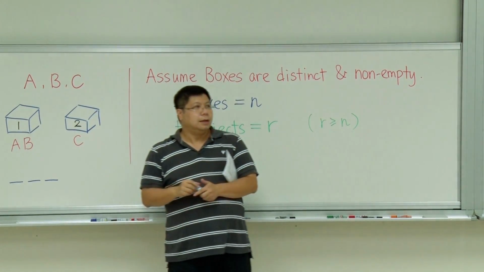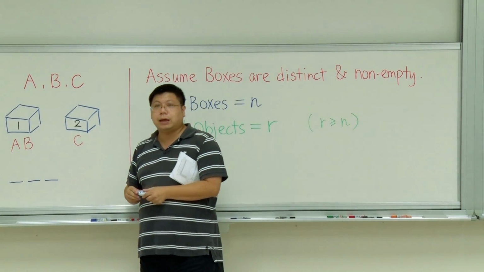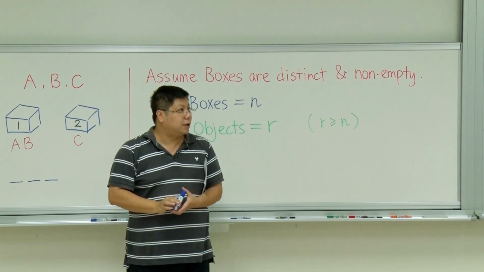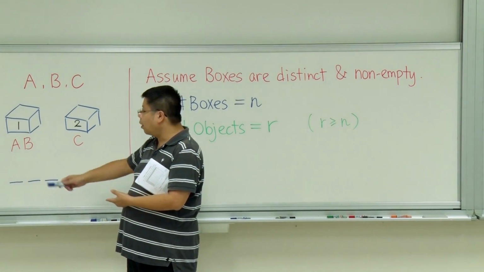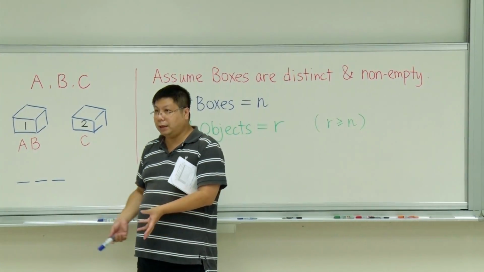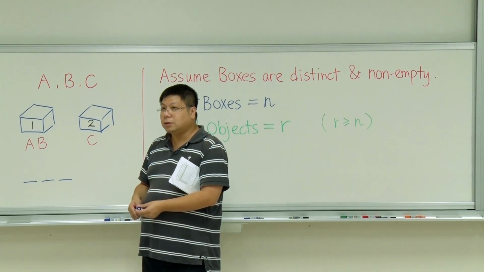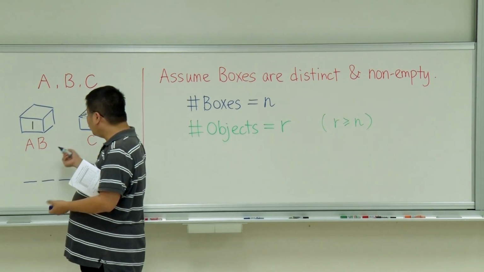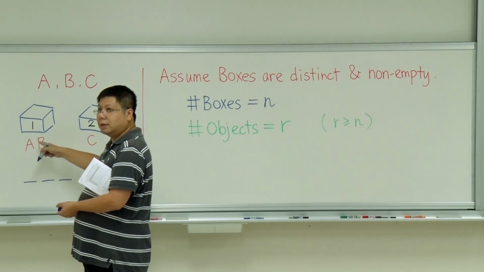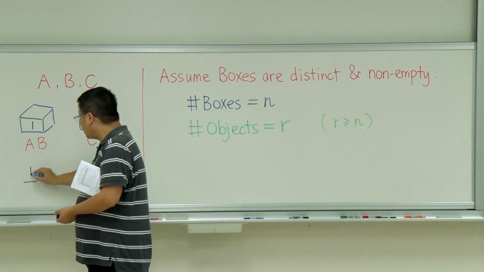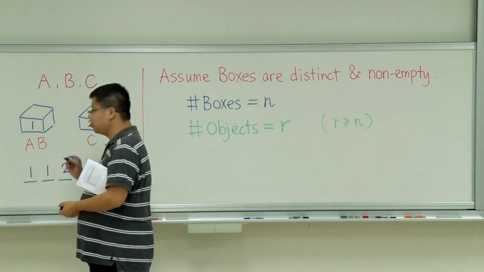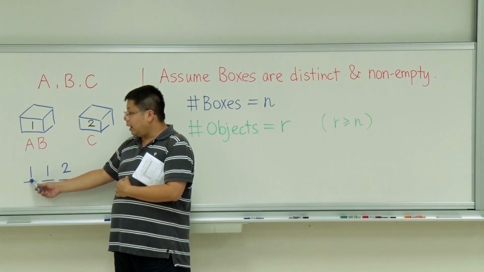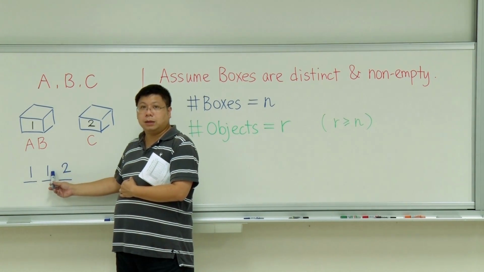Okay. Now objects are distinct, so let's fix a particular ordering of the objects at the beginning. So maybe we will always talk about A and then B and then C. If we have this idea, then we can represent this particular distribution of objects as the string 1, 1, 2. This specifies A is in 1, B is in 1, and C is in 2.